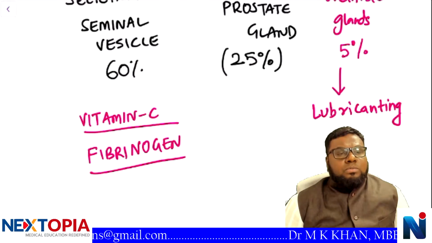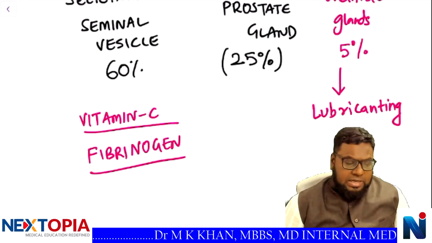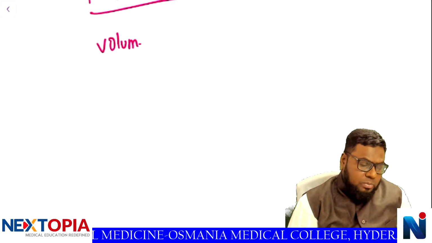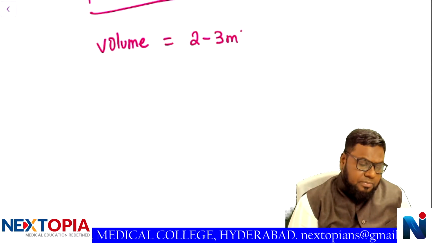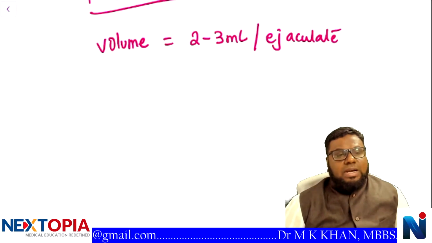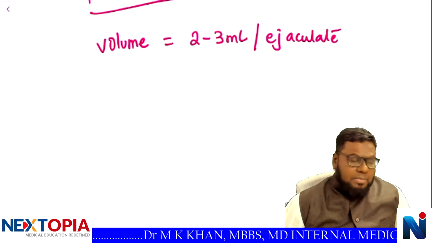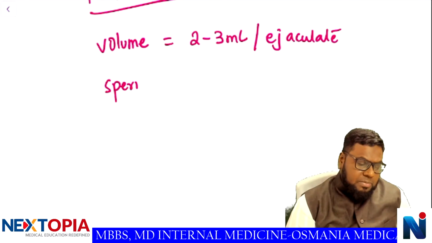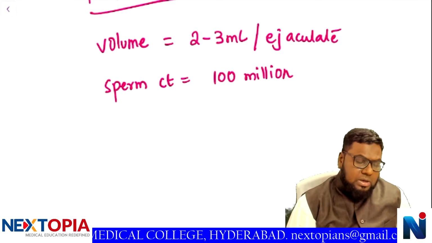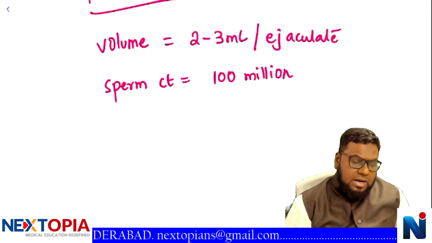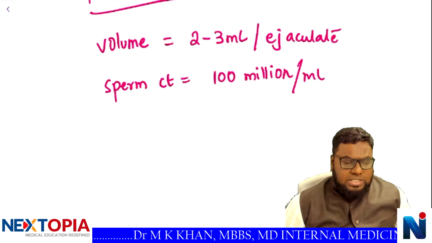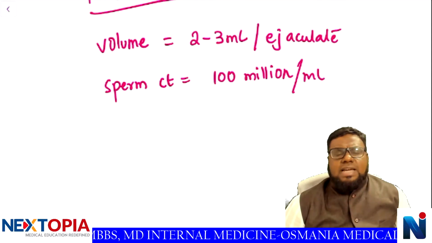The normal semen volume after each ejaculation is 2 to 3 ml per ejaculation. This point you have to remember, it's a normal volume per ejaculate. And the number of spermatozoa, the sperm count, is around 100 million per ml anatomically as a normal sperm count. I'm not talking about WHO normal levels; actually, WHO says 60 million to 120 million. We'll discuss that in the infertility chapter.